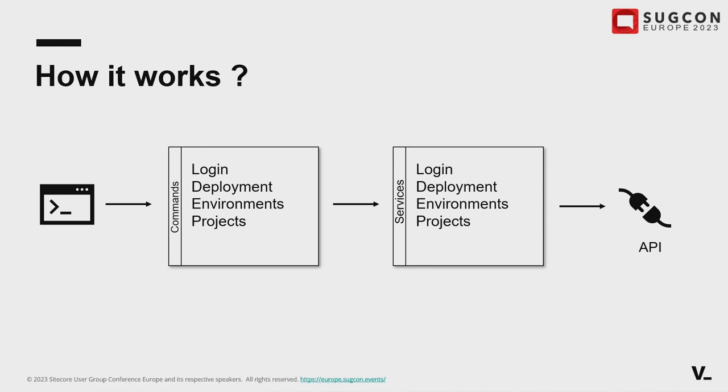XM Cloud CLI has its own set of commands. The commands are, let's say, login, deployment, environment, or project. They call the same set of services, the login, deployment, and so on. These services are just wrappers for the APIs behind the scenes, in the end. So all of this is bundled up in the CLI, which you don't realize when you're using it. It's all happening behind the scenes. So in normal time, when you're using the CLI, you're not realizing that you're already using the API.